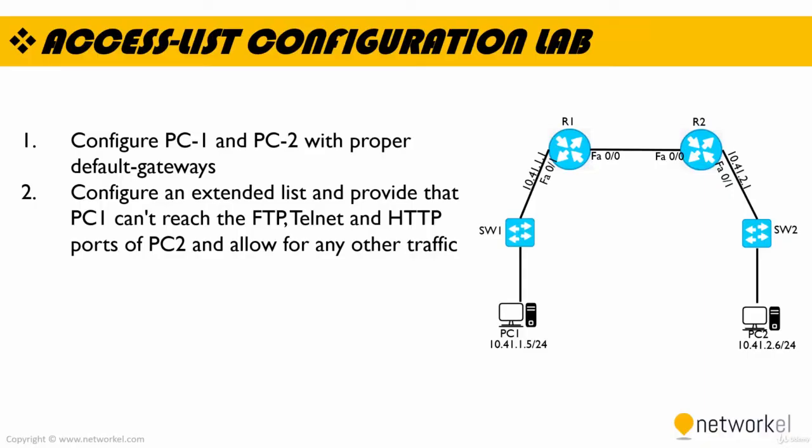In this practical lab, we'll take a look at the access list configuration. We have two routers, two switches, and two PCs in our lab. In the first step, the lab says to configure PC1 and PC2 with proper default gateways. And for the second step, we need to configure an extended access list so that PC1 can't reach the FTP, Telnet, and HTTP ports of PC2. We should also allow any other traffic. All right, let's go.